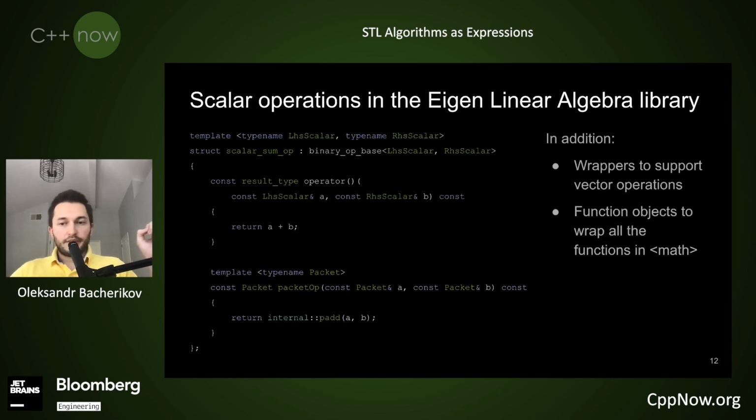And in addition to that, we have wrappers to support vector operations, which operator plus calls eventually for vectors. And in the same way, we have function objects to wrap all the functions we have in the math header to treat them in a consistent way. And I think it would be nice to make something like std::plus to handle all these cases, or to be extendable to these cases.